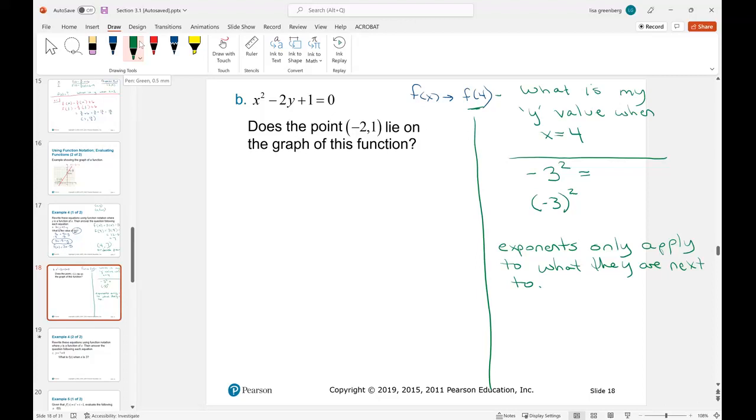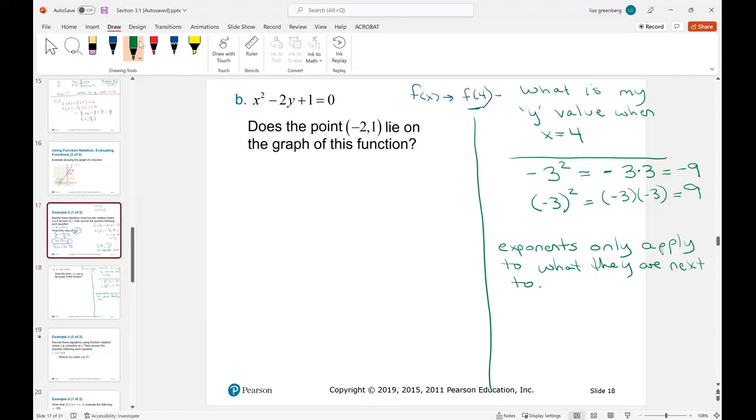Is it next to the negative sign? No. So really what this means is negative, and then I only square 3, so that becomes 3 times 3, which equals -9. But this one, when I ask you what is the exponent next to, it's next to the parentheses. So I make whatever's in the parentheses squared, or I multiply it times itself. And now I have negative times a negative is +9. So parentheses make a big difference.